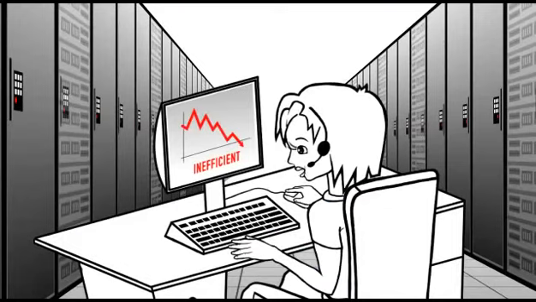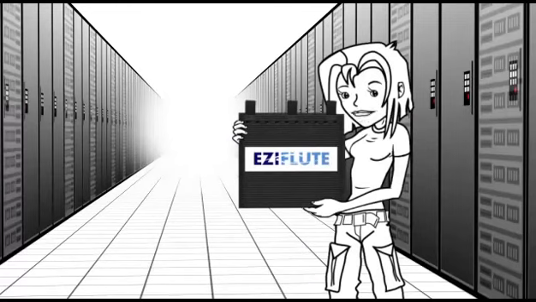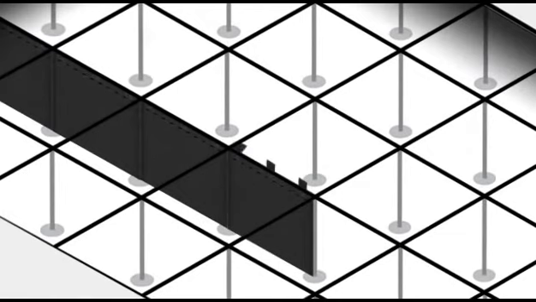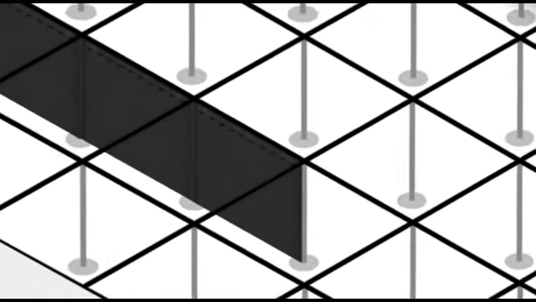So I looked around for the right solution and discovered EZIFLUTE, underfloor airflow control panels that let you channel air where you need it the most. You just pop them straight onto the floor framework using these brilliant self-locking tabs. No tools or nuts needed. EZIFLUTE panels are light and flexible enough to create the path you need.